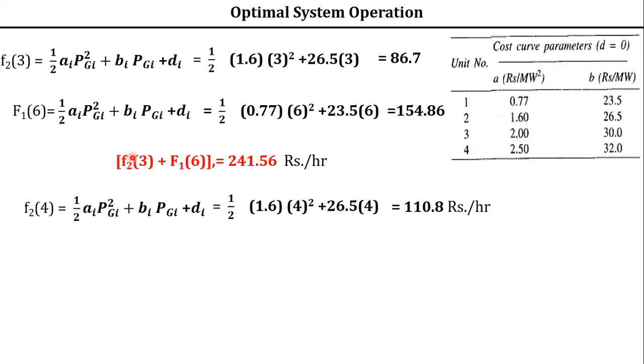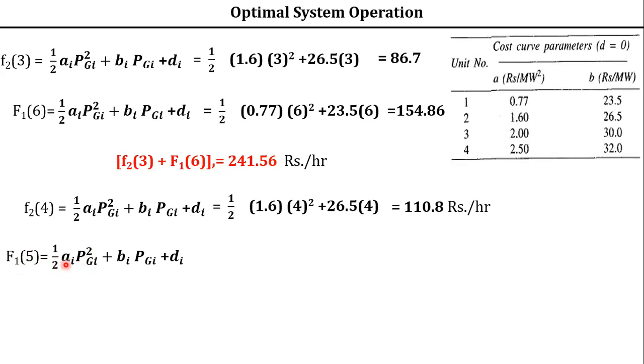Okay, next F2 of 4 we got. This one becomes F1 of 5. F1 of 5, same thing. But what is PGI here? It is 5. You substitute it. And this is 1 unit.